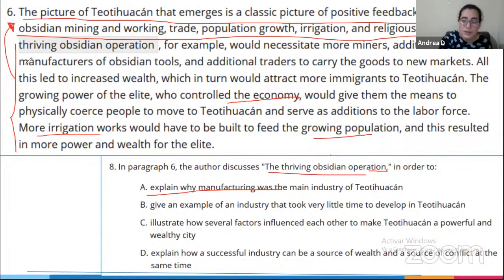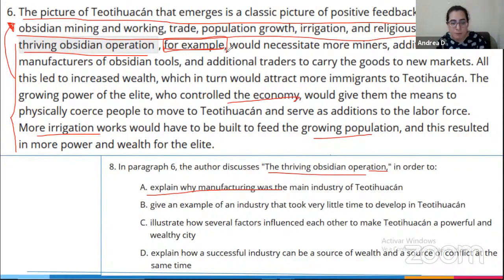Let's look at our keywords. The thriving obsidian operation, for example. So look at this connector here. That's the key, connectors again. Okay, now I'm going to ask you this. The thriving obsidian operation, for example, we know by hand that it's an example, right?